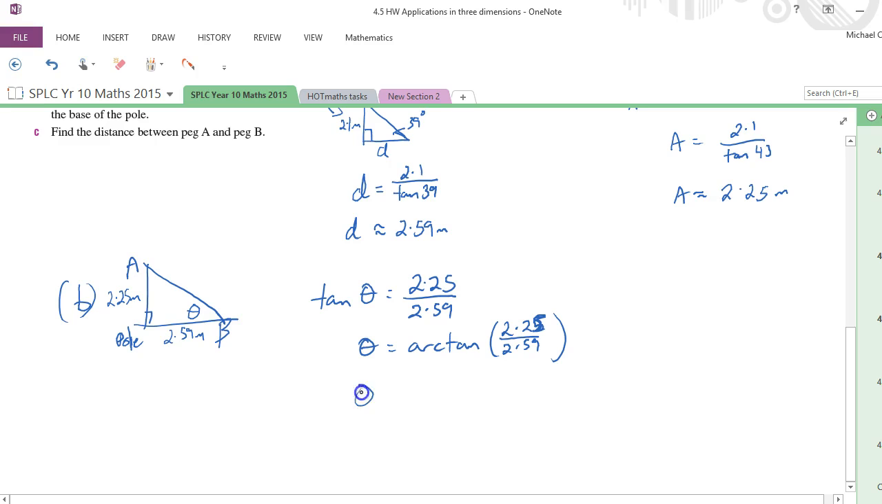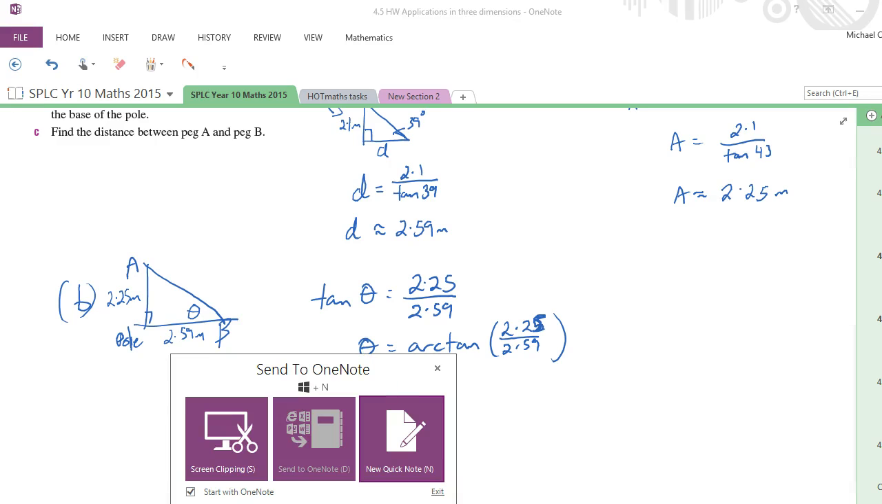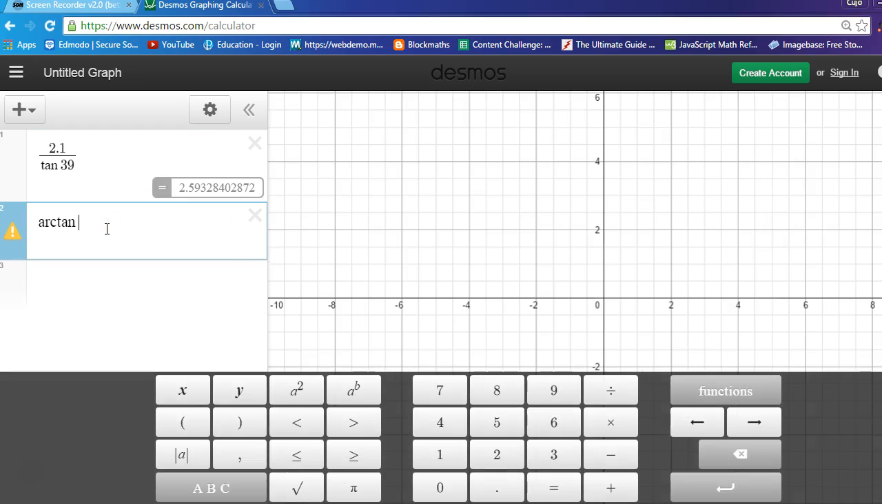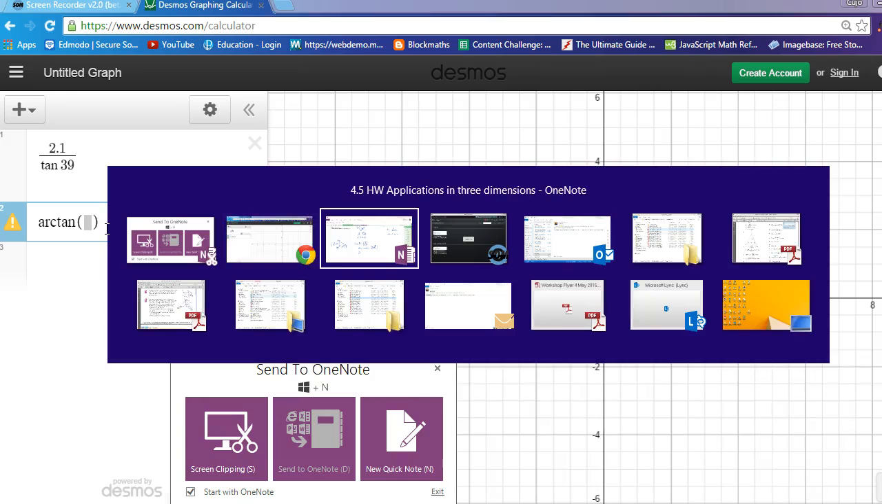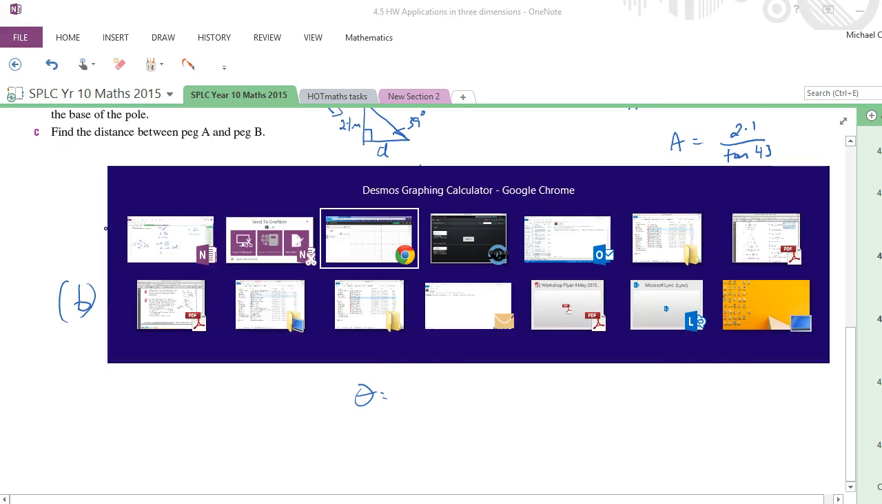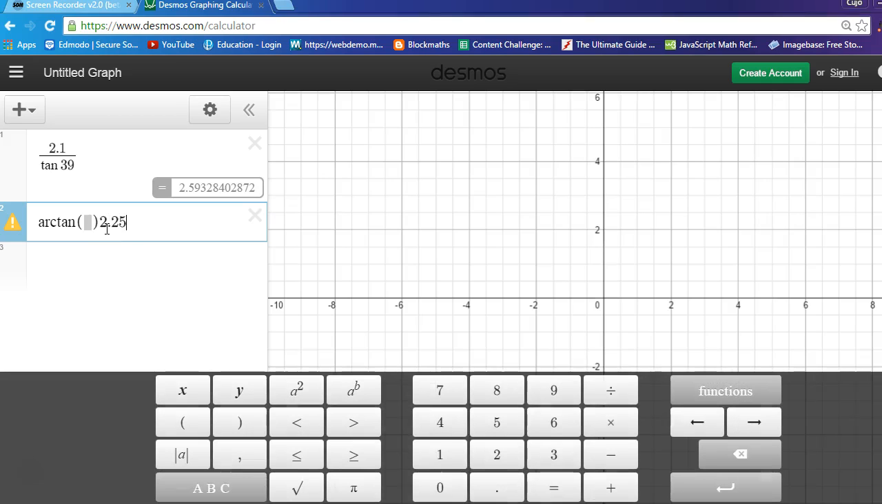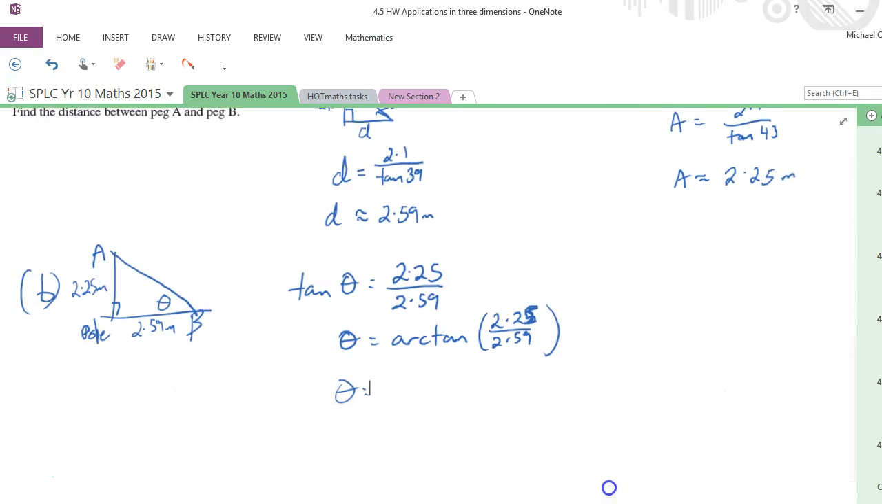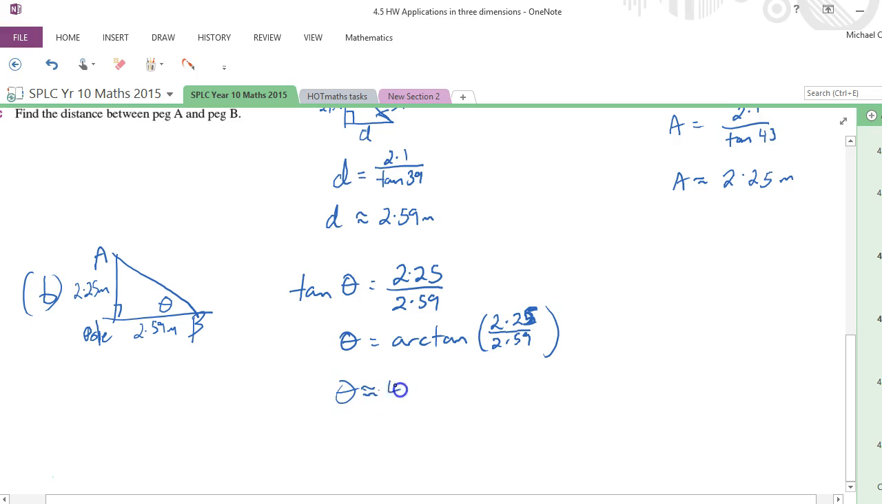By the way, what will I get for theta? Let's get into Desmos and find out. So I want arctan, double check what values I was doing, 2.25 divided by 2.59, 40.98 degrees. It is approximately equal to 40.98 degrees.